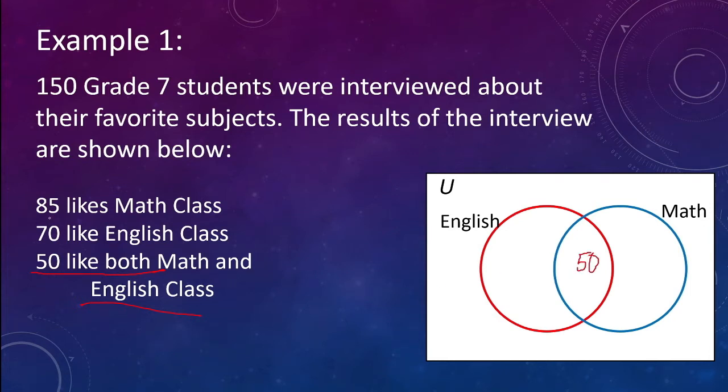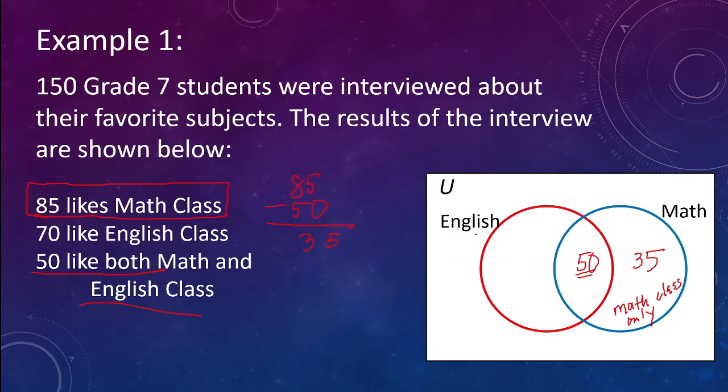Now, there are 85 students like math class. So we have here 50 students who like math and English. We have to subtract 50 from 85. So 85 minus 50, we have here 35. So there are 35. That means 35 students like math class only. So this part, math class only. They don't like English.